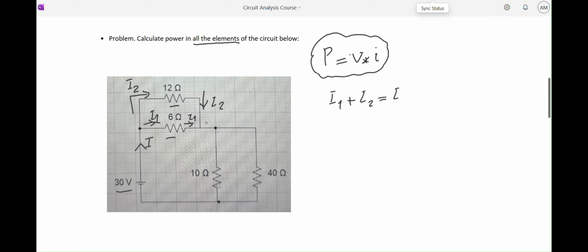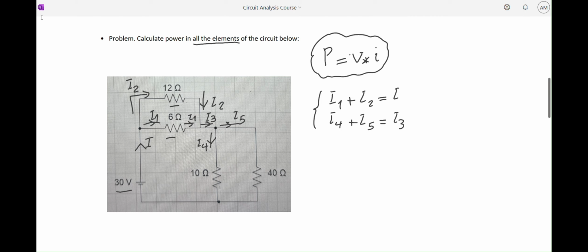And I want to just call this small current I3, which again peels off into I4 and I5. As you can see, I1 flows into the 6 ohm resistor, I2 flows into the 12 ohm. On the other hand, I4 flows into the 10 and I5 flows into the 40 ohm resistor. And we know that I4 plus I5 has to be I3. I hope you agree with me so far.